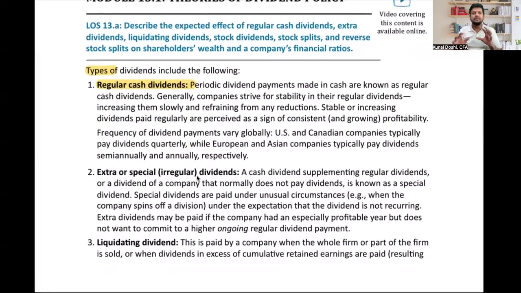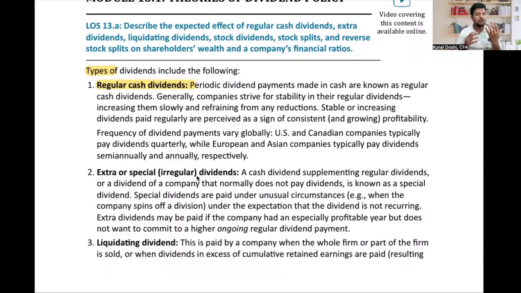Regular cash dividends. A cash dividend is where the company gives cash into your account, you being a shareholder of the company. These cash dividends are stable or increasing depending on the company's payout ratio or policy. Companies that pay regular dividends are perceived as showing consistent performance or consistent profitability. Dividend is considered as positive news.